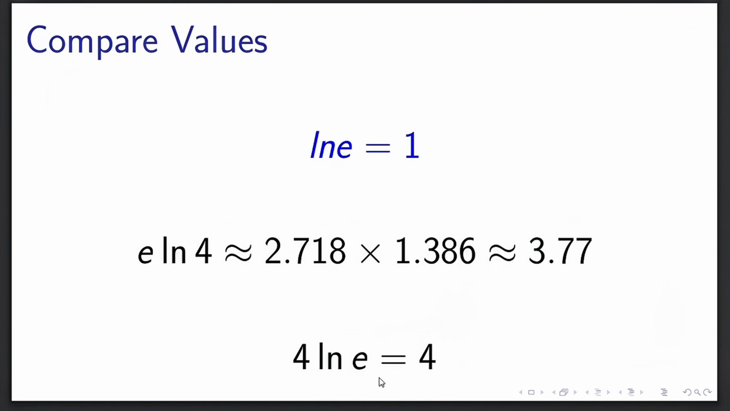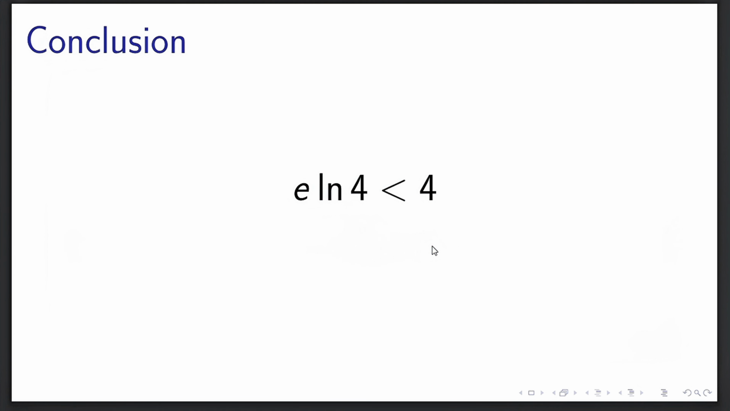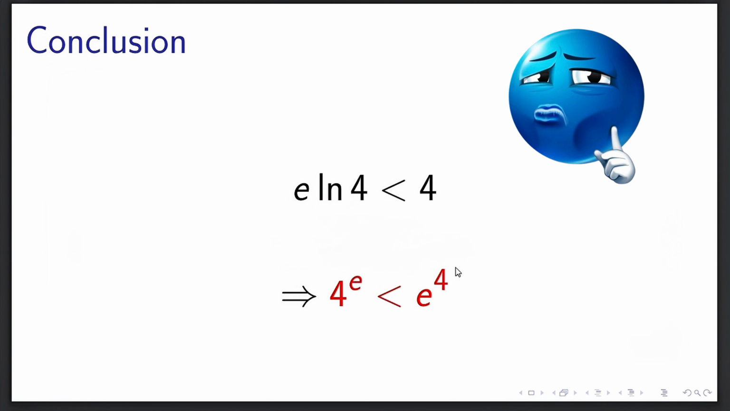Now we can easily see that 4 is greater than 3.77. If 4 is greater than 3.77, this means 4 is greater than e times ln of 4. Hence, we have e power 4 is greater than 4 power e.